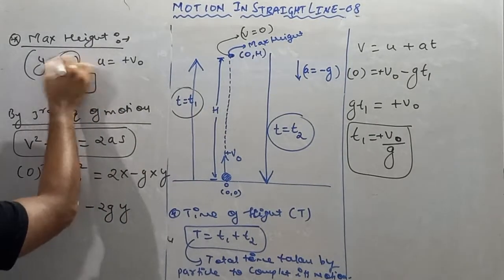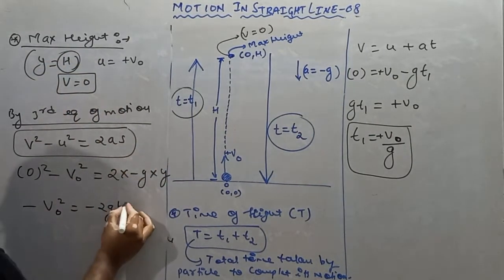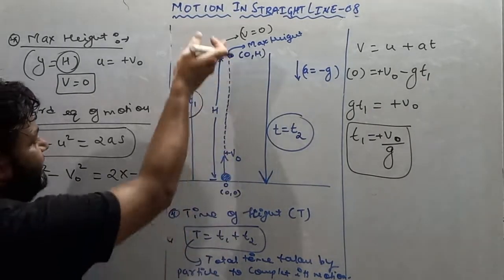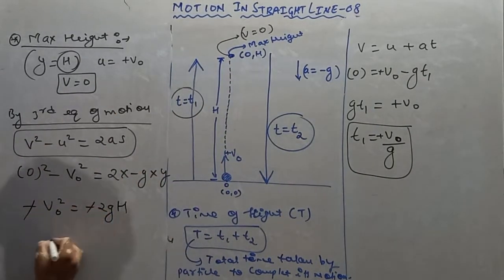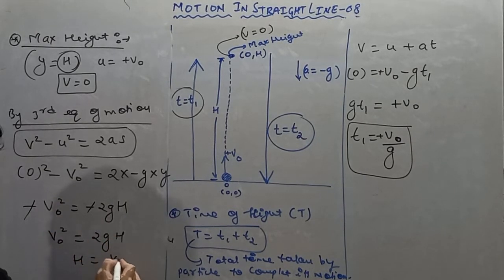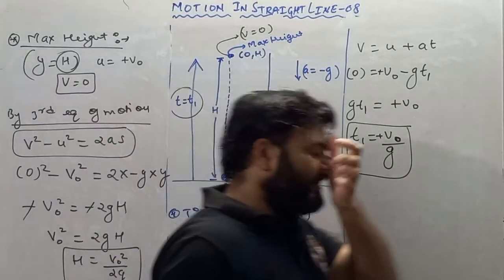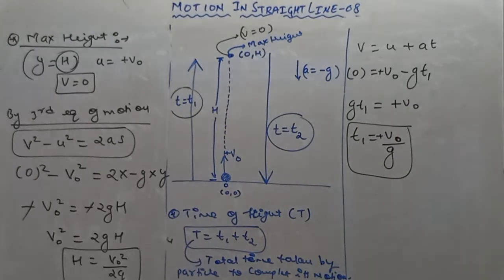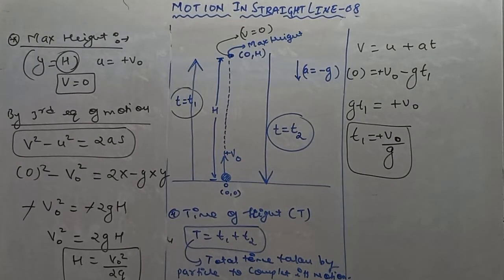So instead of y I'll write h, because y is vertical distance and the vertical distance is nothing but h. So minus minus gets cancelled. So v naught square is equal to 2gh. So h is equal to v naught square by 2g. This is the formula for finding maximum height attained by a particle if you are throwing a particle along the y-axis. So maximum height is v naught square by 2g. v naught is initial velocity, 2 is constant, and g is acceleration due to gravity.